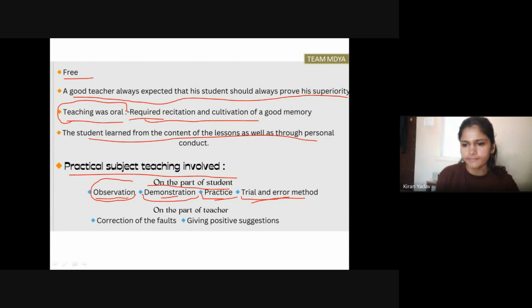On the part of the teacher, there were two roles: correction of the faults and giving positive suggestions. The teacher will correct the faults of those who are doing wrong, and give positive suggestions if they are doing something good, or if it's their strong point.